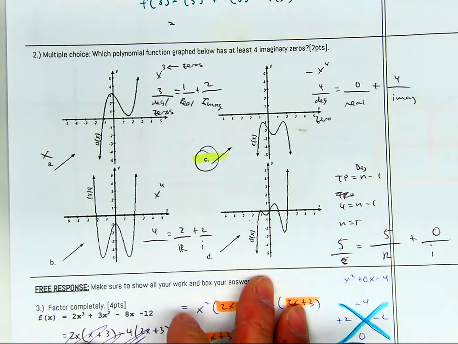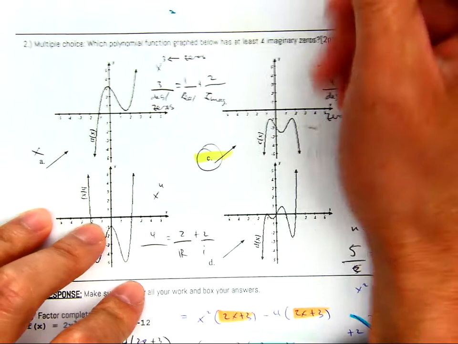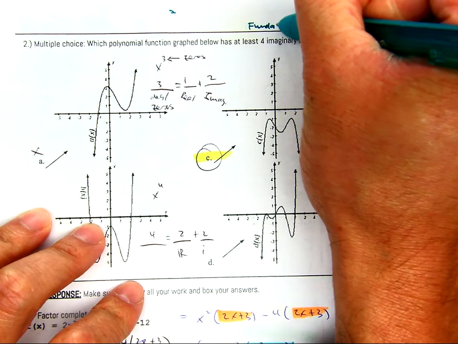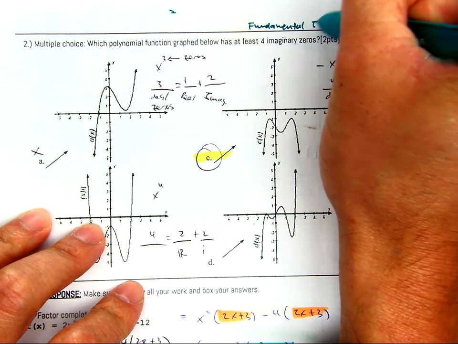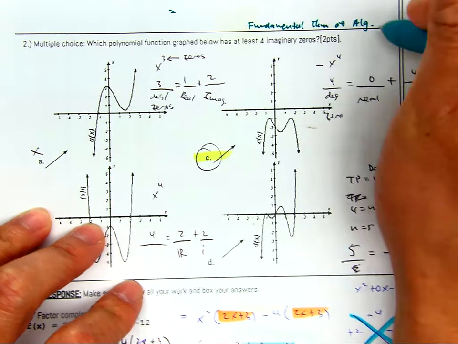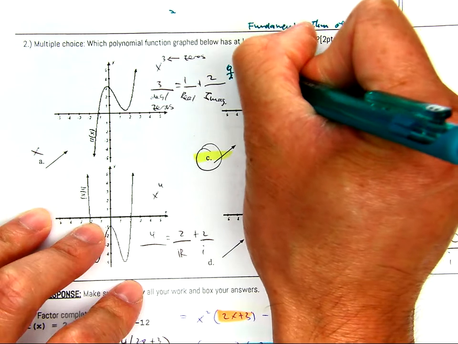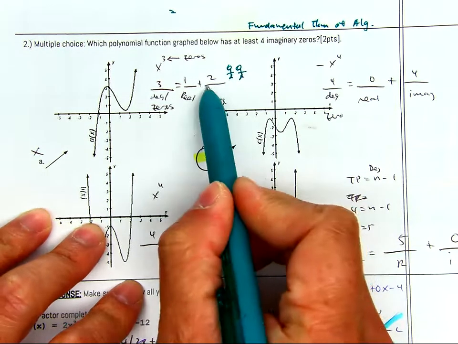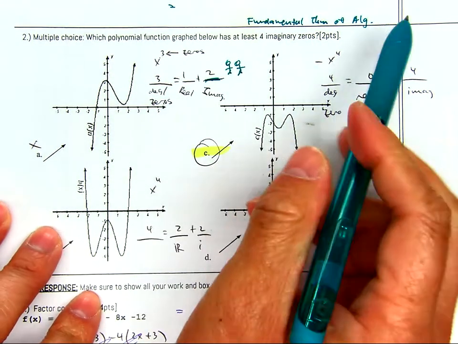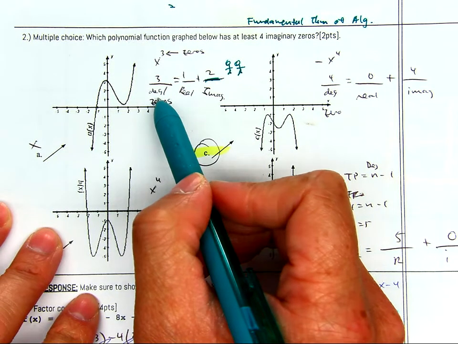Which polynomial graph below has at least 4 imaginary zeros? So this question is testing the idea of the fundamental theorem of algebra, and the idea that complex zeros come in pairs. Now I wanted to show you guys this for all of them. So that basically means that all the imaginaries, we have this equation for the fundamental theorem of algebra. The degree of the function tells you how many zeros there are.